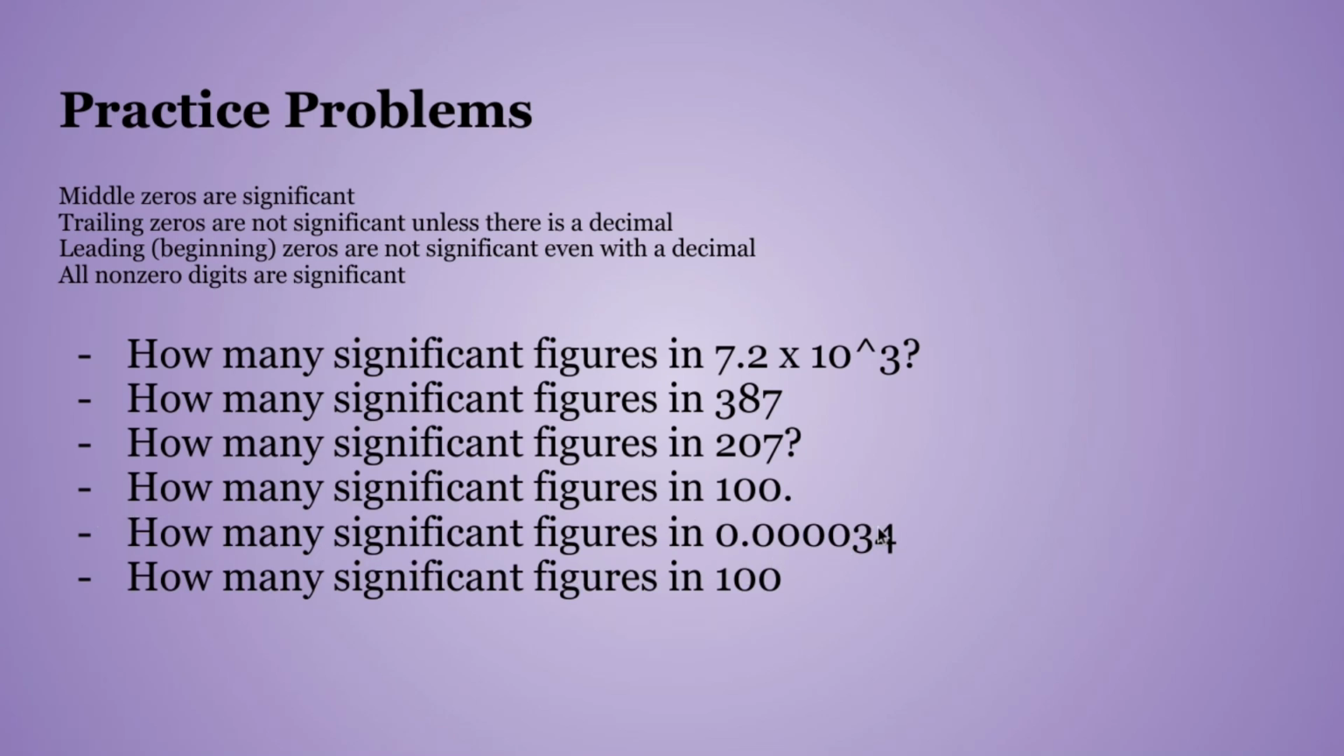And then how many significant figures in 100? Although this may look the same as the question over here, it's not, because it doesn't have a decimal. Since it doesn't have a decimal, these 2 zeros are trailing zeros, and they are not significant. If you go back to the second rule, trailing zeros are not significant unless there is a decimal. So they're not. How many sig figs in 100 without the decimal? 1.